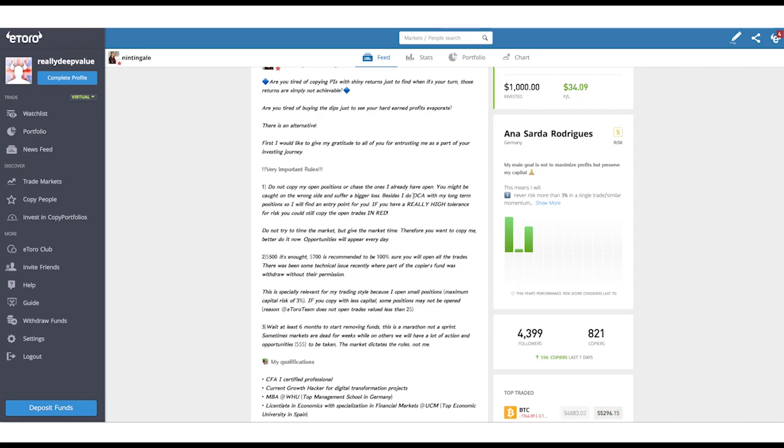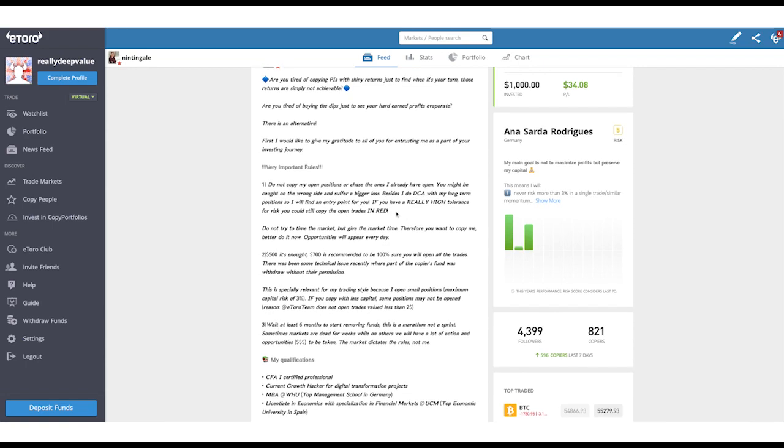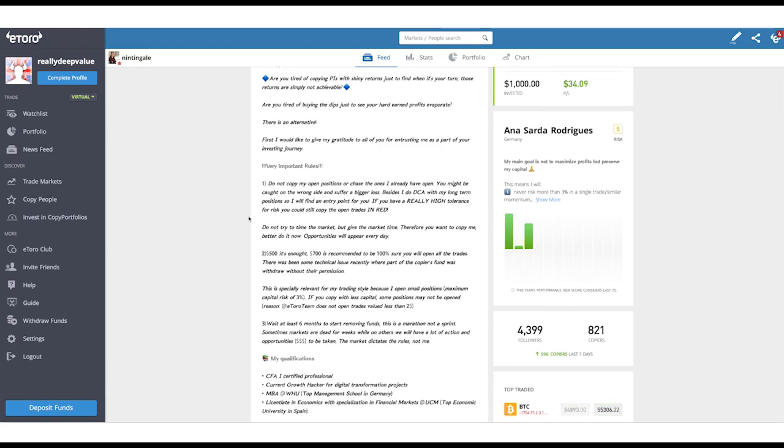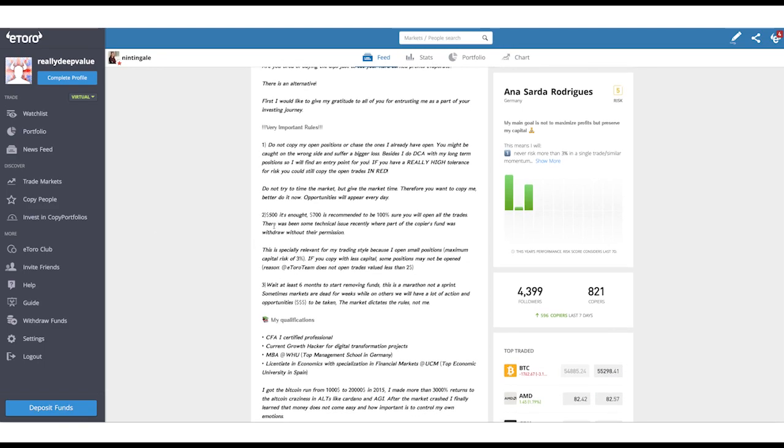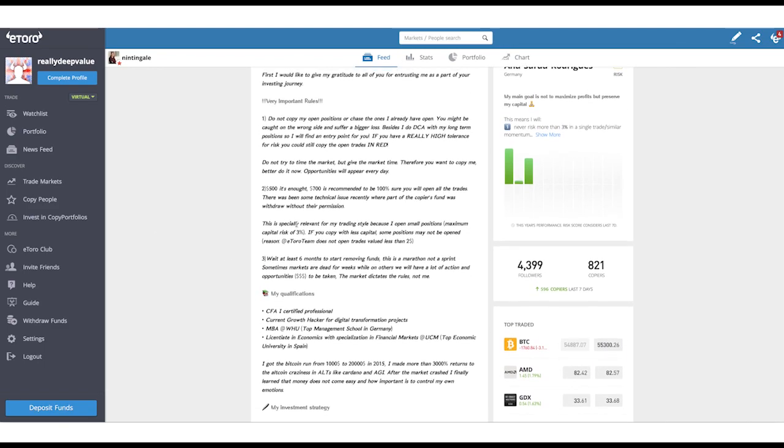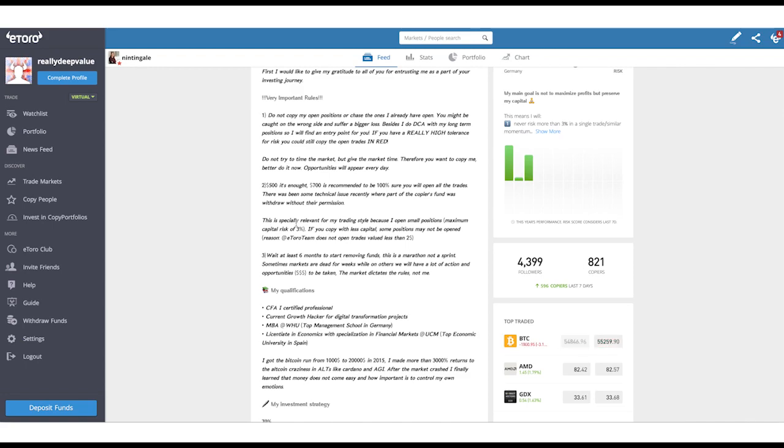And she points out that she does use DCA, dollar cost averaging. So she's dropping money behind certain positions that she's keeping open. So on maybe a weekly or monthly basis, she's adding more money to those positions. So she's encouraging you to just start copying as opposed to trying to pick and choose yourself by looking at her portfolio.